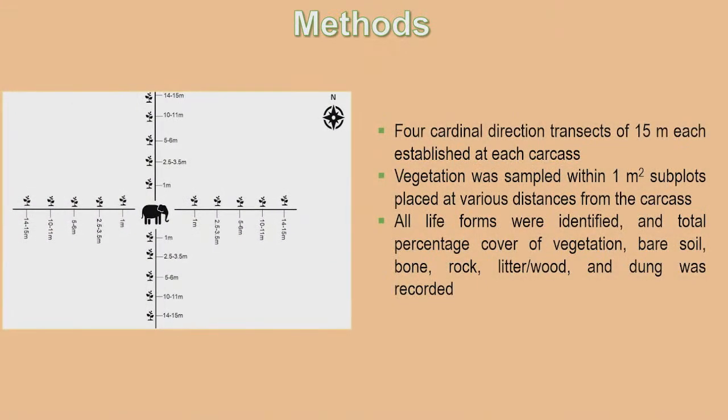So at each carcass site, we established 4 transects of 15 meters each in the 4 cardinal directions. Vegetation was sampled in 1 meter squared subplots placed at various distances from the carcasses. As you can see, at 1 meter, 2.5 meters, 5, 10, and 14 meters. And within these 1 meter squared subplots, we identified all life forms, and we also recorded total percentage cover of vegetation, bare soil, rock, litter, wood, and dung.